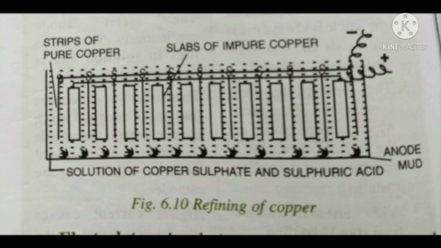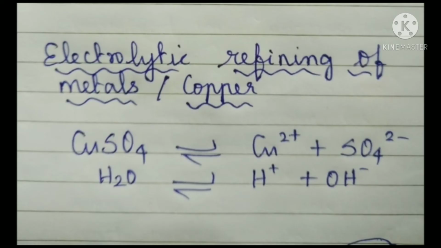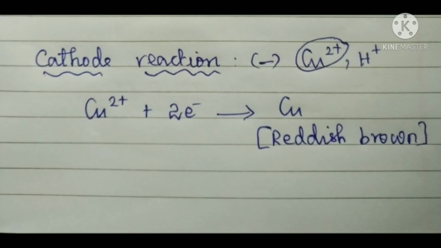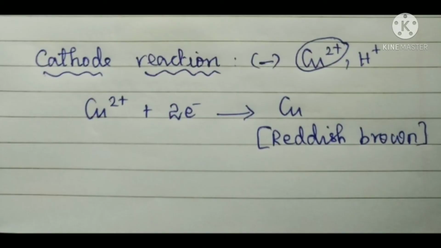Okay, so what is the observation, children? The anode reduces in size, the cathode increases in mass. Let's see these reactions. There are 4 ions present in this electrolyte: Cu2+, SO4 2-, H+, OH-. At the cathode, 2 ions will migrate towards the cathode. According to the activity series, Cu2+ is lower than H+. So it will move towards this cathode and there it will be deposited. So Cu2+ ions will gain 2 electrons and produce copper, which is reddish brown.